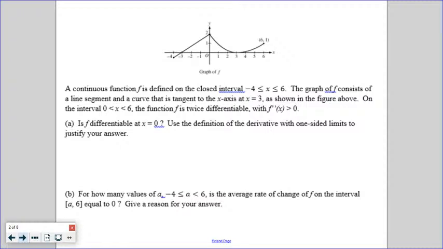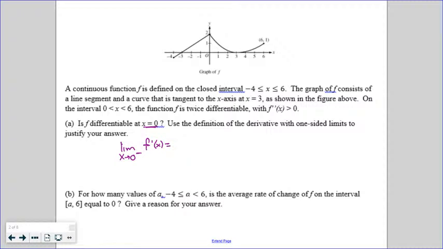A, is f differentiable at x equals 0? Use the definition of the derivative with one-sided limits to justify your answer. Well, the definition of the derivative is the limit as we look at those. So if we look at the limit on both sides of our function, as we approach 0 from the left, using the definition of the derivative, we'd be looking at the slopes of the tangent lines.